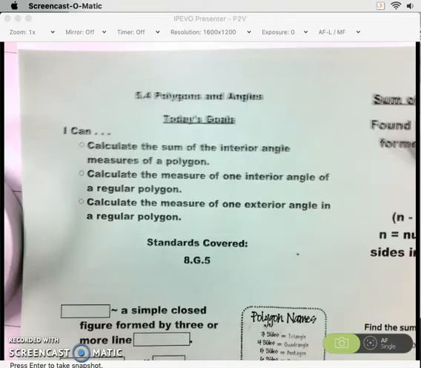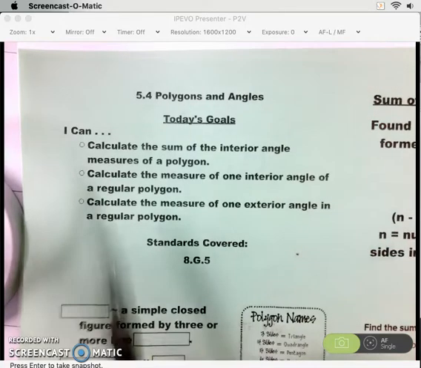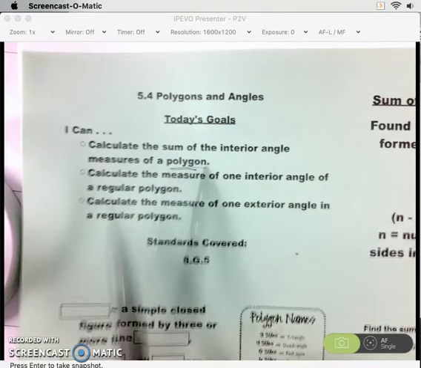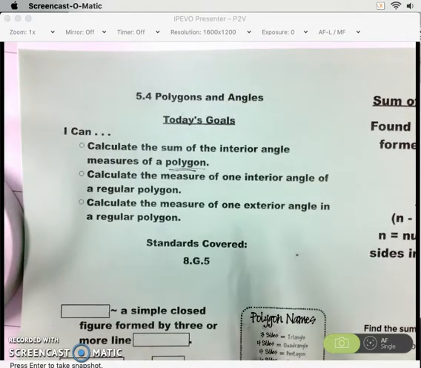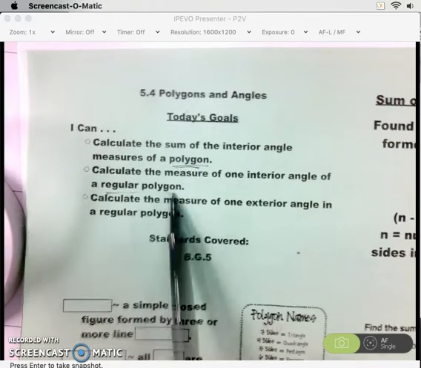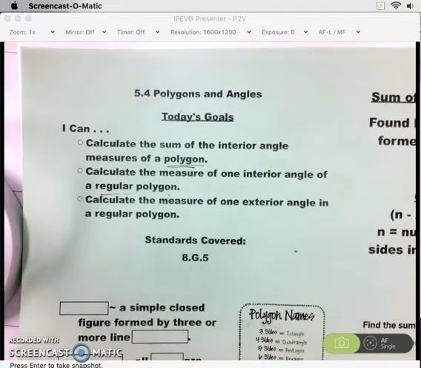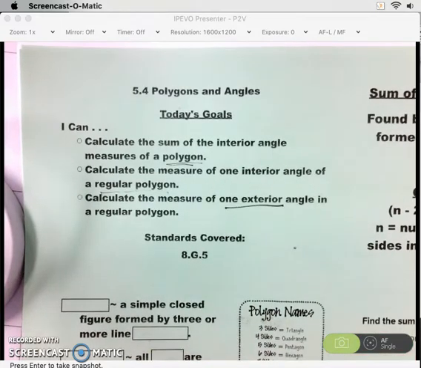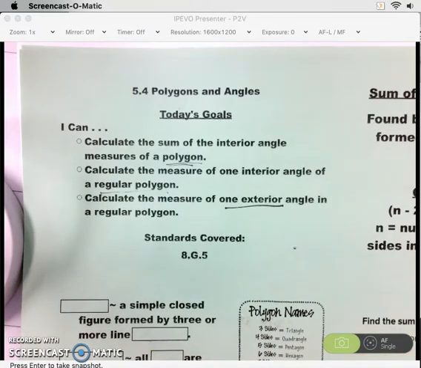So our I can statements for 5.4 are going to be: calculate the sum of interior angle measures of a polygon, calculate the measure of one interior angle of a regular polygon, and calculate the measure of one exterior angle of a regular polygon.